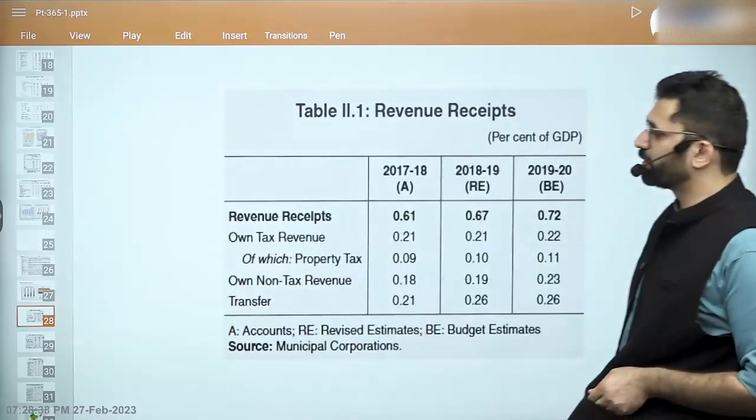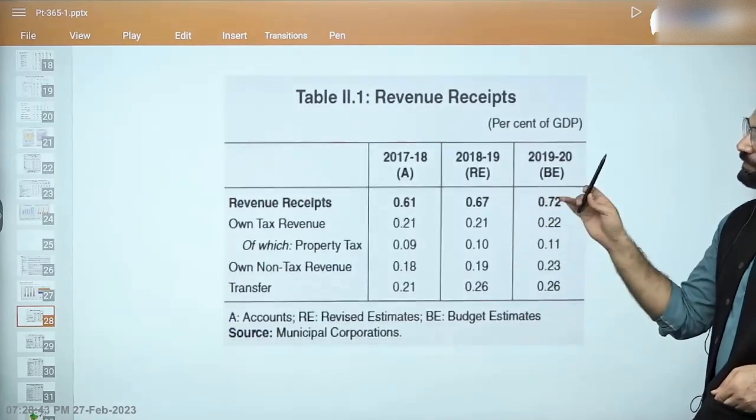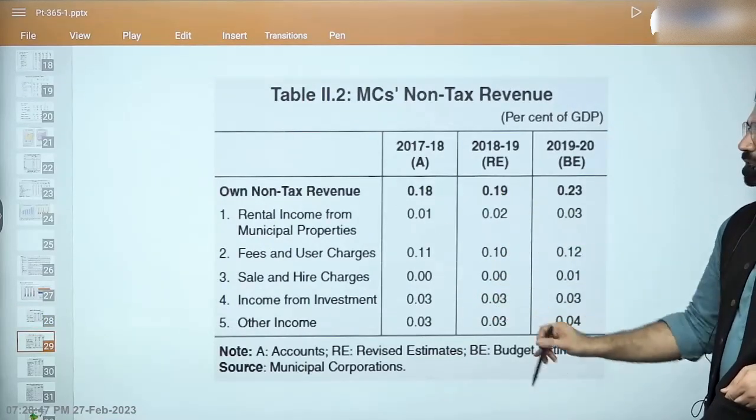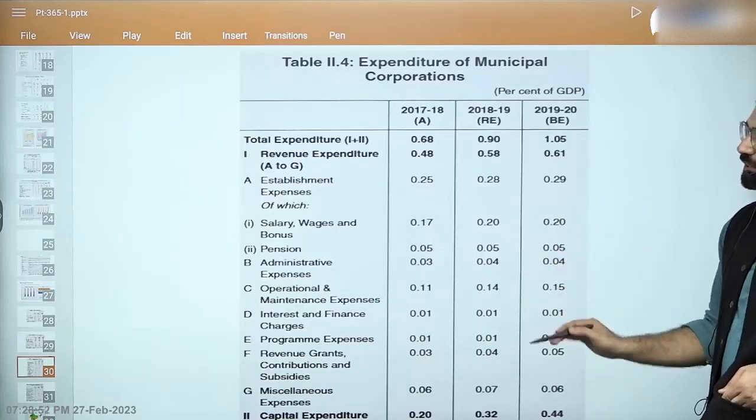This is the revenue receipts. Revenue receipts of the municipal. Same indicators almost. The own non-tax revenue comes from what all sources? Expenditure happens on what all sources? Most of it is revenue expenditure.